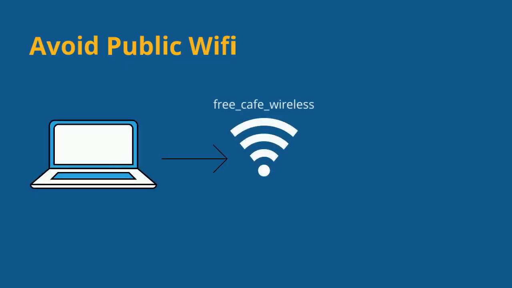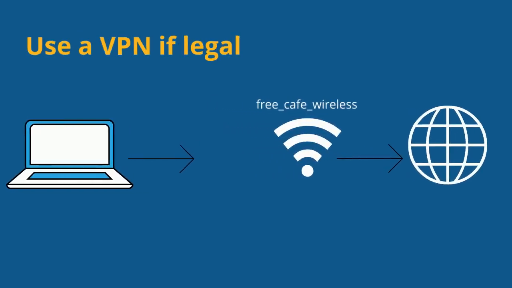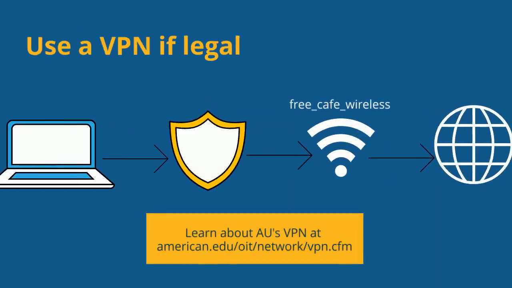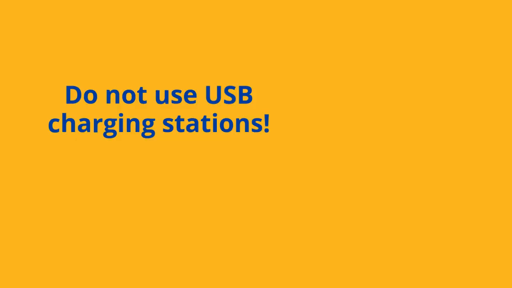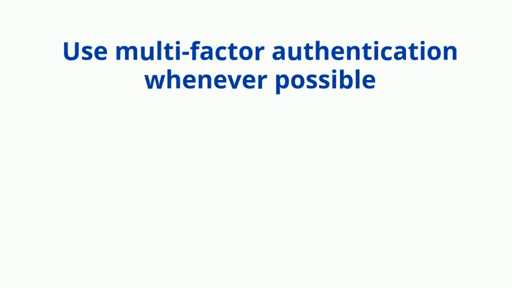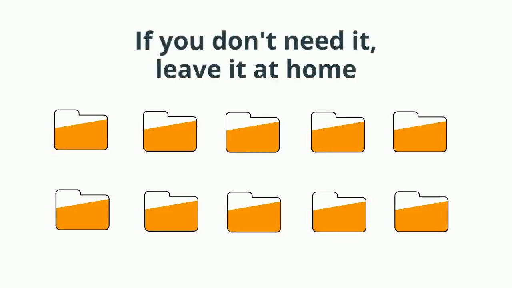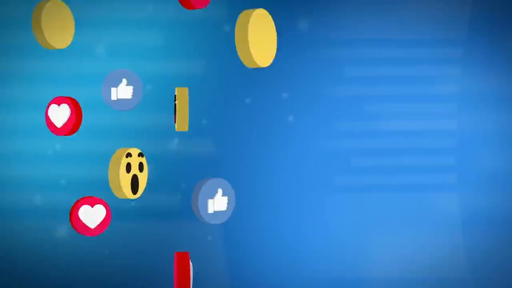Avoid connecting to public Wi-Fi networks. If you must utilize a public Wi-Fi, use a virtual private network, VPN, if it is legal in your host country. Do not use charging stations in restaurants, cafes, or other public spaces. Use multi-factor authentication when logging into financial institutions, email, or other sensitive websites. If you don't need it, leave it at home. This goes for data and electronic files as well.